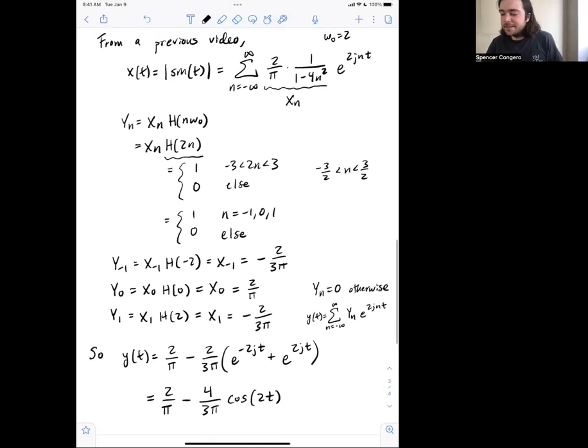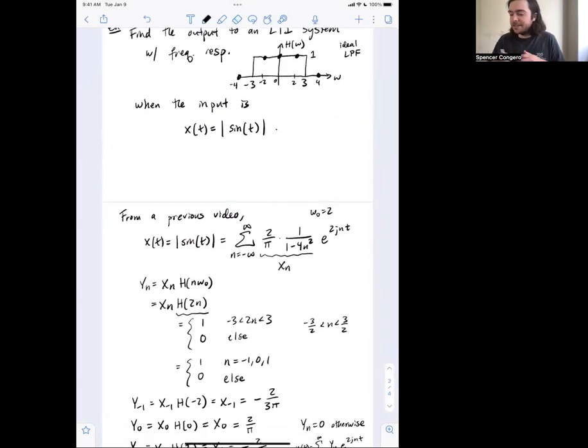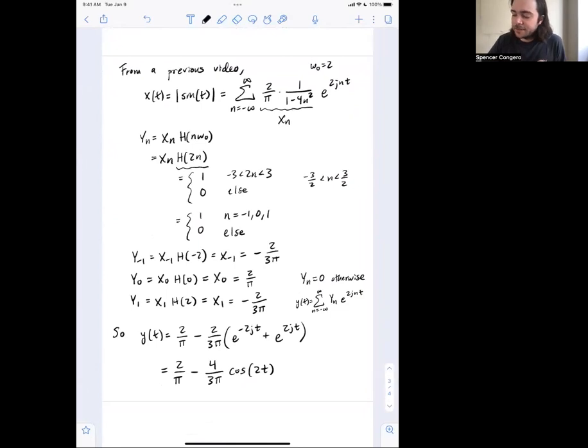That is the output. So for this LTI system with that frequency response, when you put in the absolute value of sine of t, this ideal low-pass filter gets rid of almost all the frequency components in your input signal. It just keeps around 3 of these frequency components, 3 of these Fourier series coefficients. And when you actually construct the output, y of t, out of those, you get this result. Okay, so you put in absolute value of sine of t into the system, and it turns out what you get is a cosine function multiplied by something and then with a constant added to it.